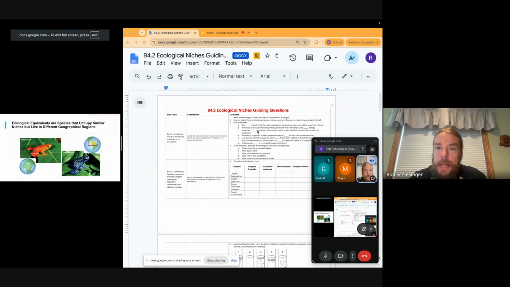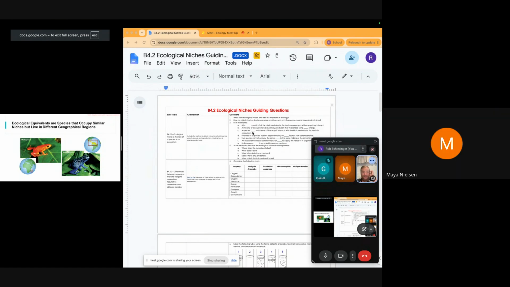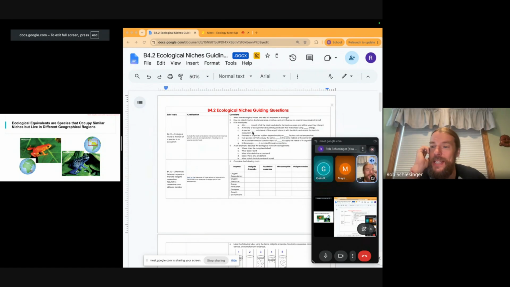A species' blank includes all the ways it interacts with biotic and abiotic factors in its ecosystem. Starts with an N, ends with an ish. Niche. Niche, yeah. And I would say you could even be more specific. You could say that's a fundamental niche, right? Because that's before it's really been introduced to competition.